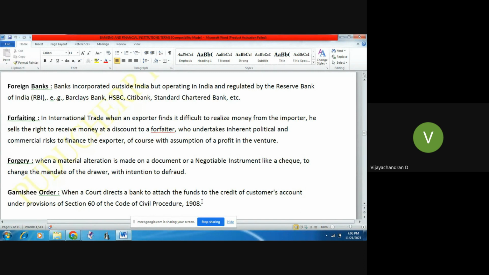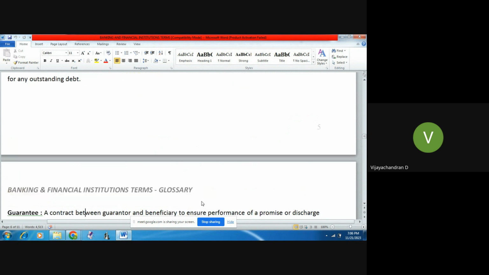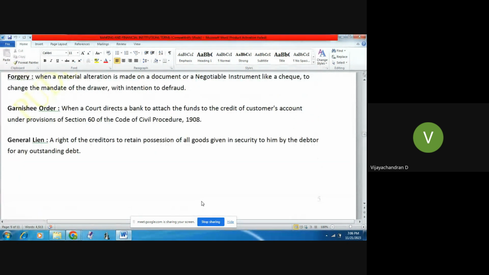Forgery means any alteration in the bills, checks; that is known as a forgery. Garnishee order means attachment of your account. You can't operate your account. Who has the right to attach your account?